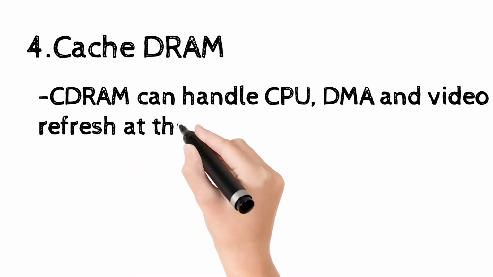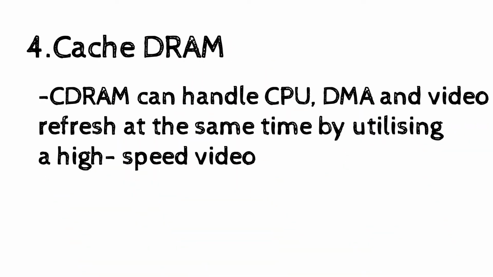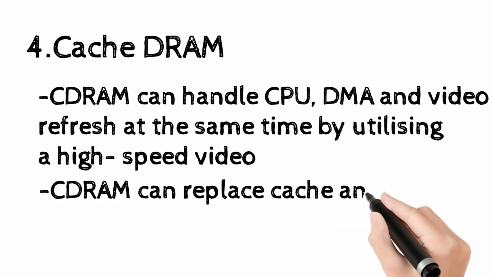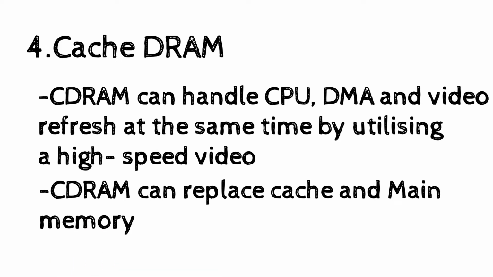Cache DRAM. CDRAM can handle CPU, DMA, and video refresh at the same time by utilizing a high speed video. CDRAM can replace cache and main memory. It can be used as a true cache and it can be used as buffer to support the serial access of a block of data.